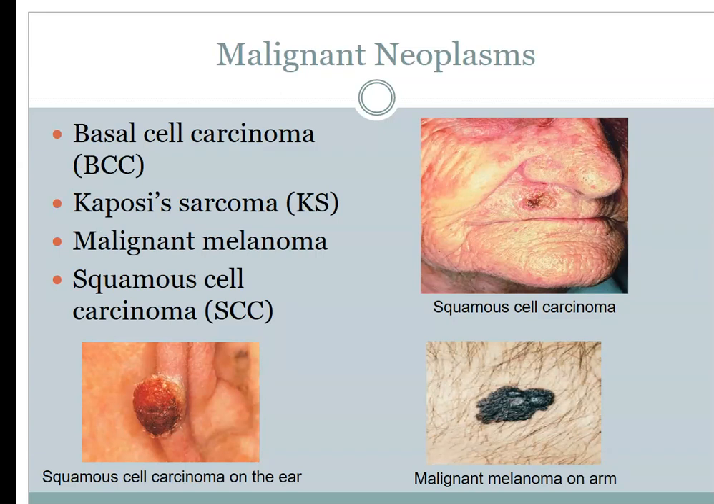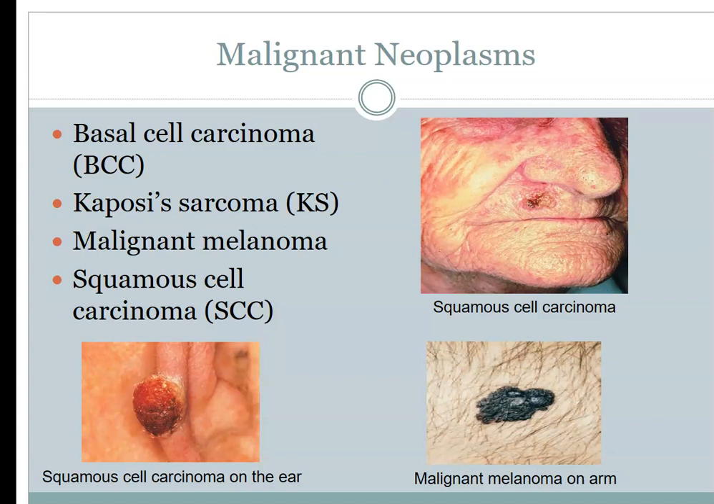Malignant neoplasms. Basal cell carcinomas are the most common form of skin cancer. They originate in the lowest layer of the epidermis and usually occur on the face and other areas that are chronically exposed to the sun. Basal cell carcinomas rarely metastasize. Kaposi's sarcoma is a rare form of skin cancer that occurs most often in patients with deficient immune systems. The nodules, usually red, blue, brown, or purple, usually occur on the extremities.